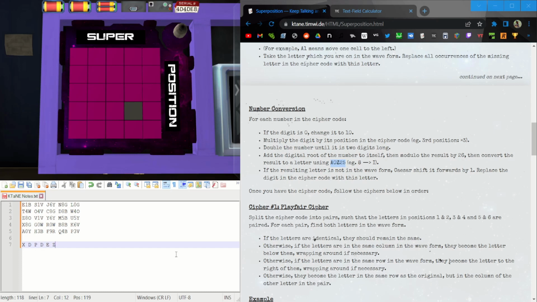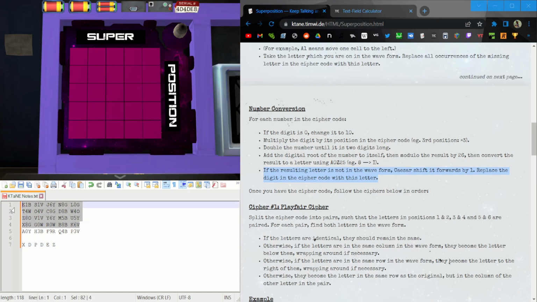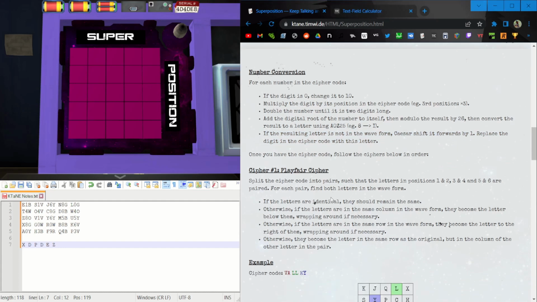Sorry for the noise. If the resulting letter is not in the waveform, essentially, if any of these letters is one of the missing letters in the waveform, then Caesar shift it forward by 1 to the next letter. You are allowed to have duplicate letters at this point, but there will be some steps where you cannot. So keep that in mind, and you should as well. In this case, we don't have any Indias, so we're fine as this is.